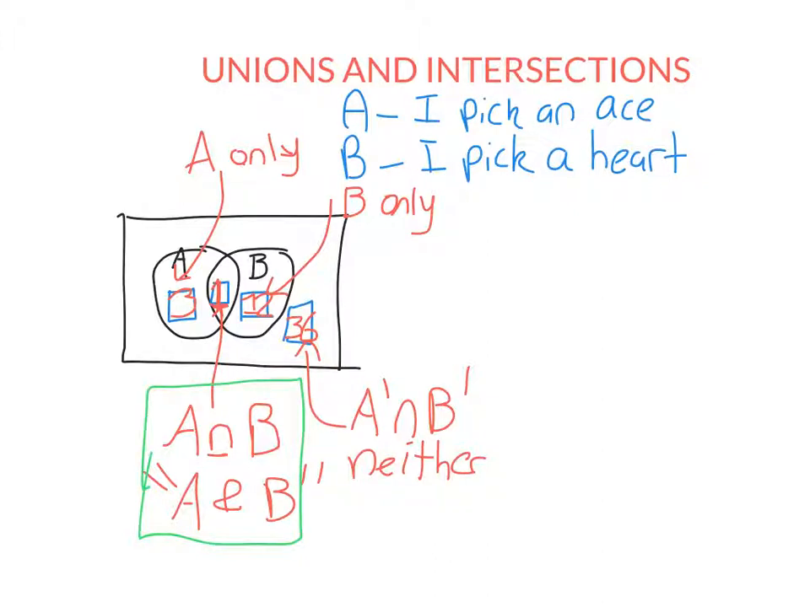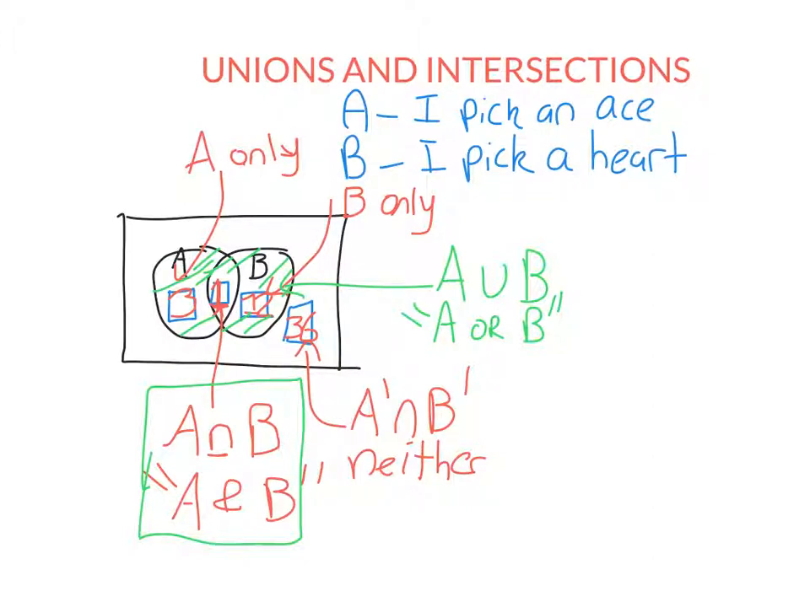So that's intersection. What about union? Union actually means A or B, and it's everything inside the circles. All of the cards that are either a heart or an ace are included here. This section shaded in green, everything inside the circles, is written as A union B. Read that as A or B. It's important to note, however, that when we say A or B, we mean A or B or both. When I say a card is an ace or a heart, I really mean it's either an ace, it's either a heart, or it's both.